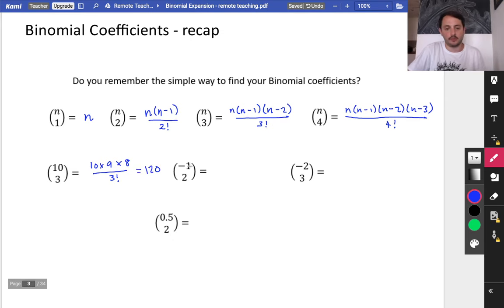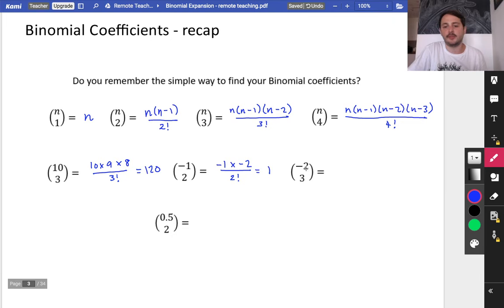Now it also works with negatives, okay? So here it's going to be choose 2, so it's going to be using this kind of thing. So it's going to be minus 1, and you're going to be multiplying it by minus 2. So you're taking away 1 each time, and you're going to be dividing that by 2 factorial. Well, here you've got a negative times a negative, so you get a positive, so it's just 2 divided by 2 factorial, so it's just 1.